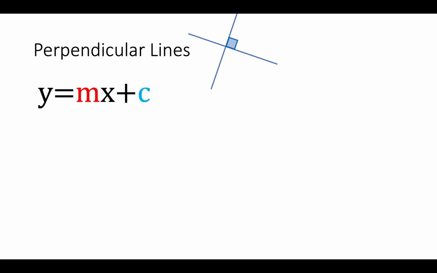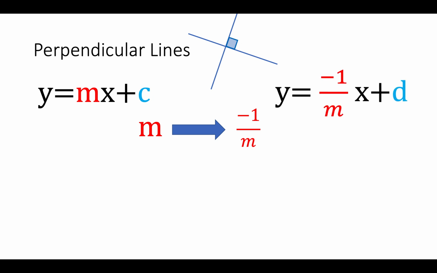Perpendicular lines. This is the opposite of parallel. Perpendicular means at right angles. So two lines are perpendicular if they meet at a right angle. And the rule is that if you have one line, that is y equals mx plus c, we take the m, the gradient, and we do minus 1 divided by m, and that makes the new gradient. So the new line will look something like this: y equals minus 1 over m x plus d.